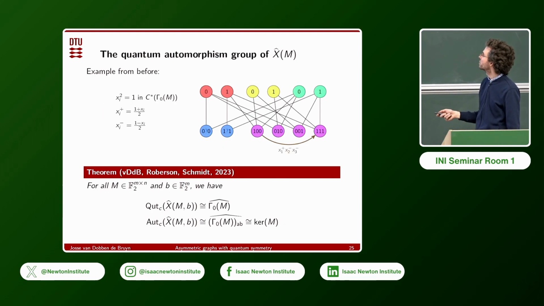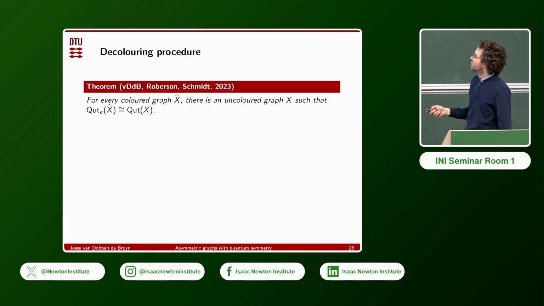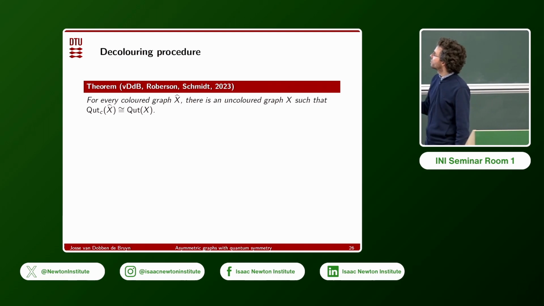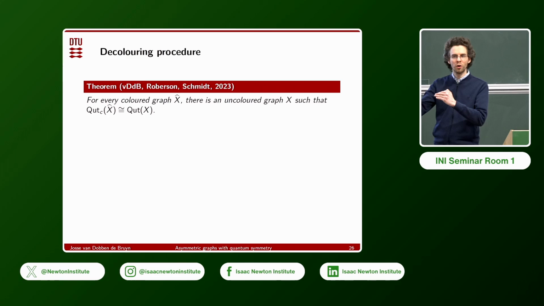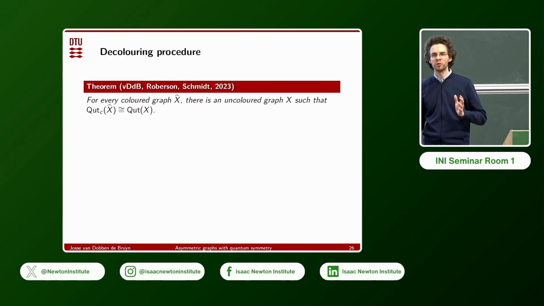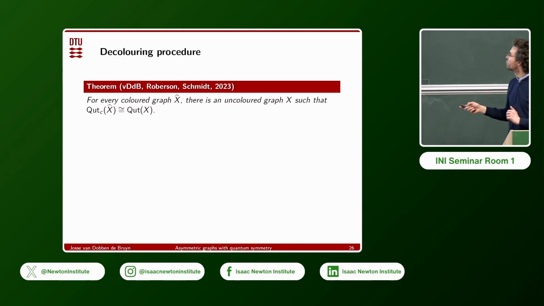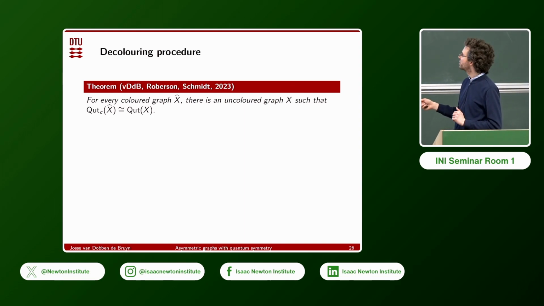Yeah, I'm going to skip this. Okay. So now the next step is we need to remove the colors of the graph while keeping the same quantum automorphism group. For this we do a decoloring procedure, but I'm not going to go into detail here. We show that there is a decoloring procedure that turns every colored graph into an uncolored graph with the same quantum automorphism group.